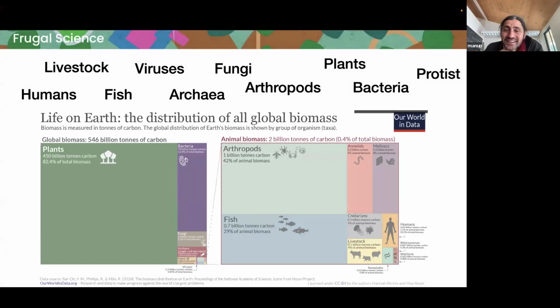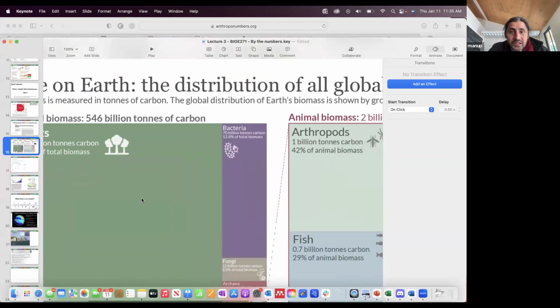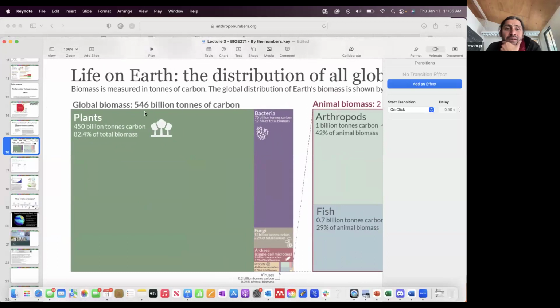That's interesting. I hadn't thought about it when I saw that bacteria are pretty high up there. So let me just make this a little bit clear. Here is the total global biomass: 546 billion tons of carbon is in the biological sphere. You could also compare this to how much carbon is in the atmosphere total.